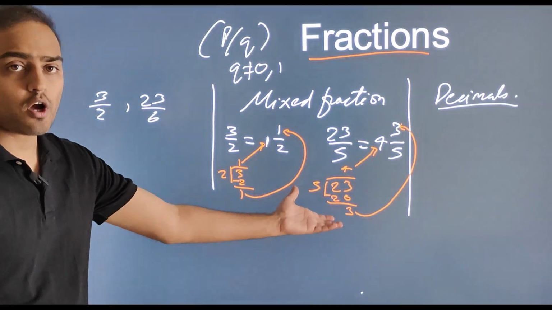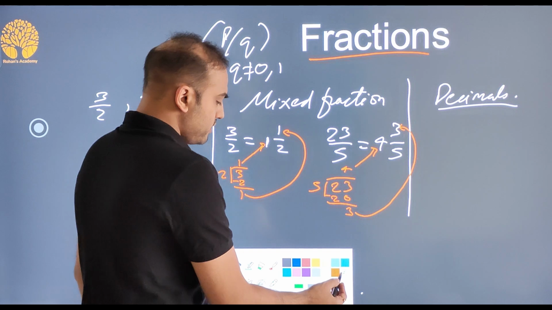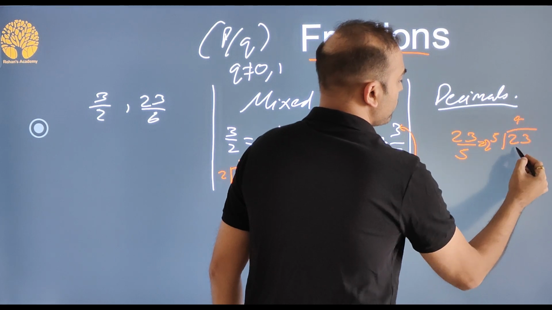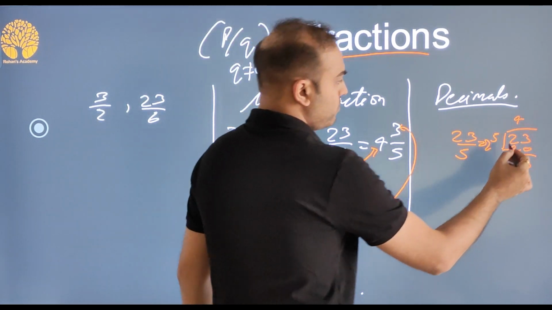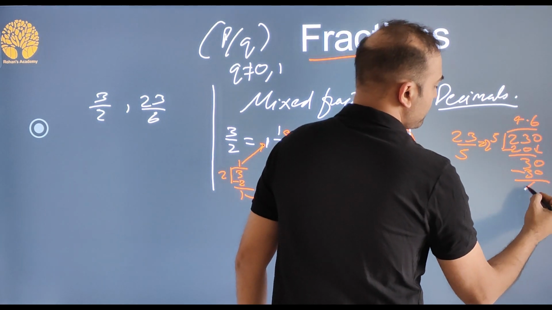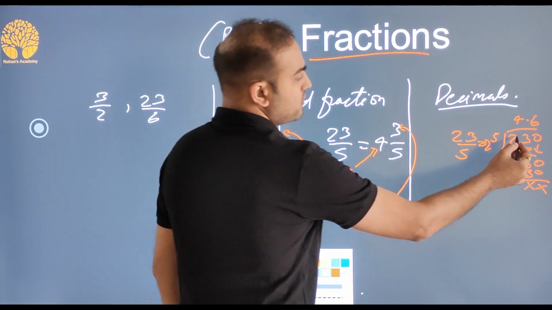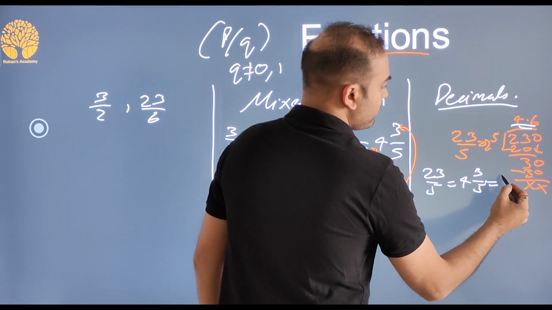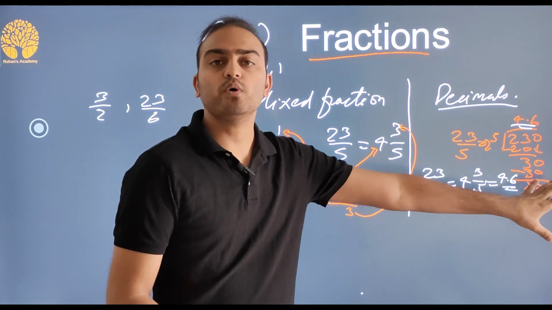Instead of stopping here, I had this 23 by 5, which was 4 quotient. If I do not stop here and continue with my division, I put a decimal so that I can take a 0 here, 30. If I just continue with my division, then I get a decimal. So 23 by 5, which is 4 3 by 5, is simply 4.6. The same fraction has now been converted to a decimal.